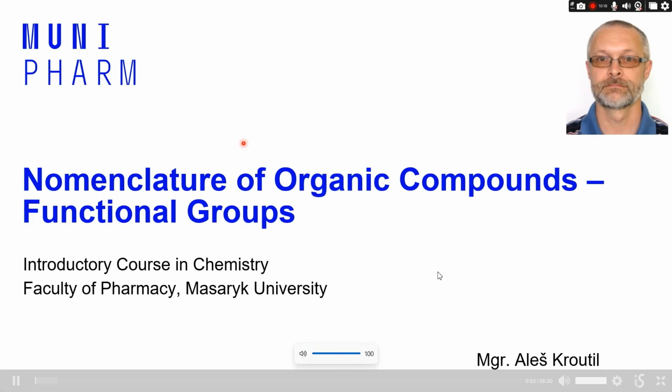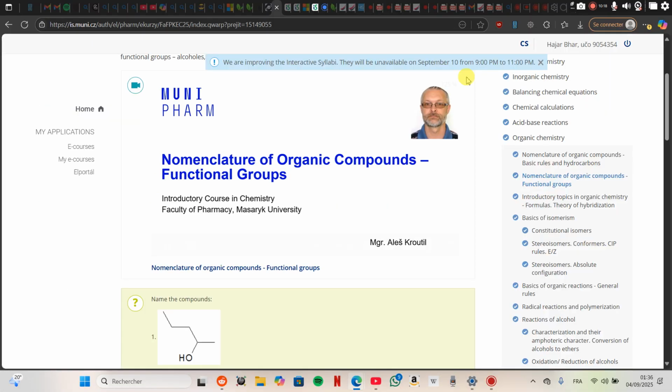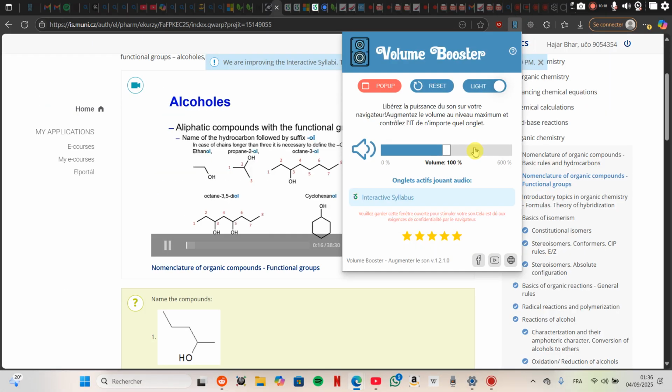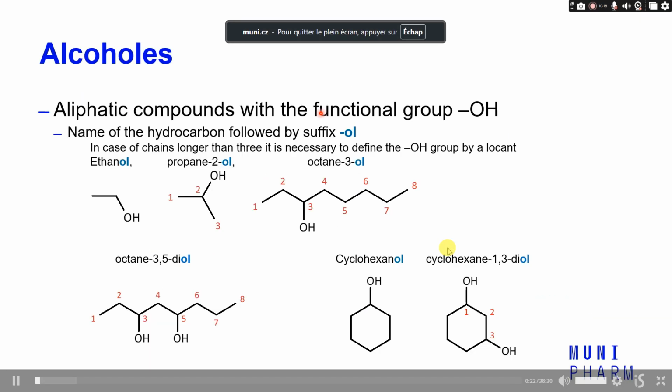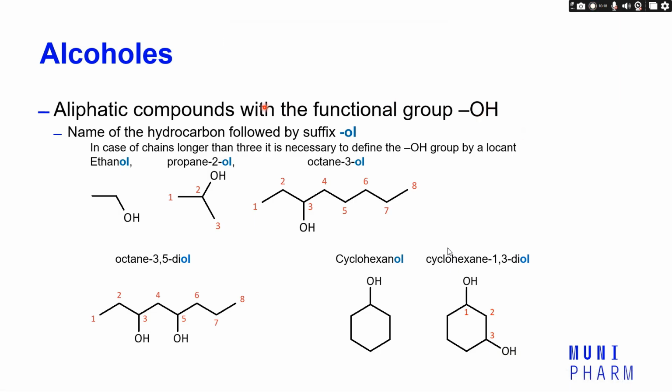This presentation contains a brief introduction to the nomenclature of organic compounds, which contain different functional groups. The first group of compounds are compounds which contain the OH group, the hydroxy group, and these compounds are called alcohols. In case of aliphatic compounds, both linear or cyclic, the name of the compound is created by using the name of the hydrocarbon and the suffix -ol.